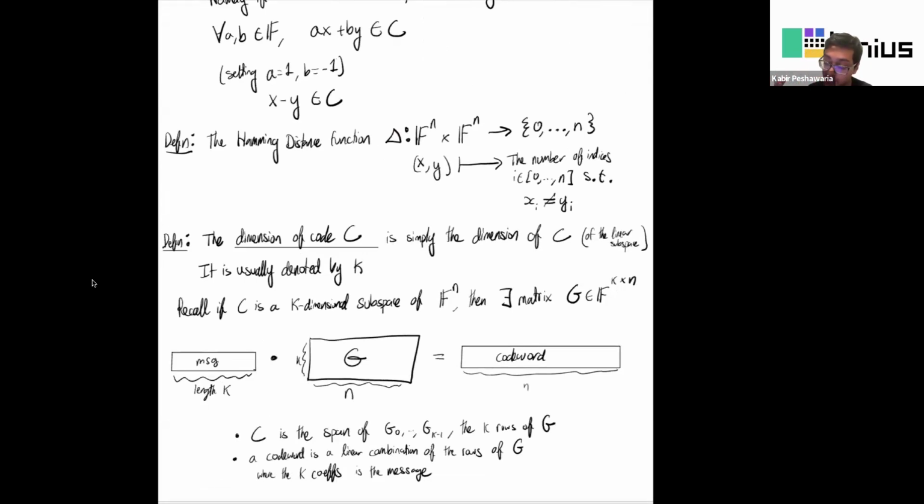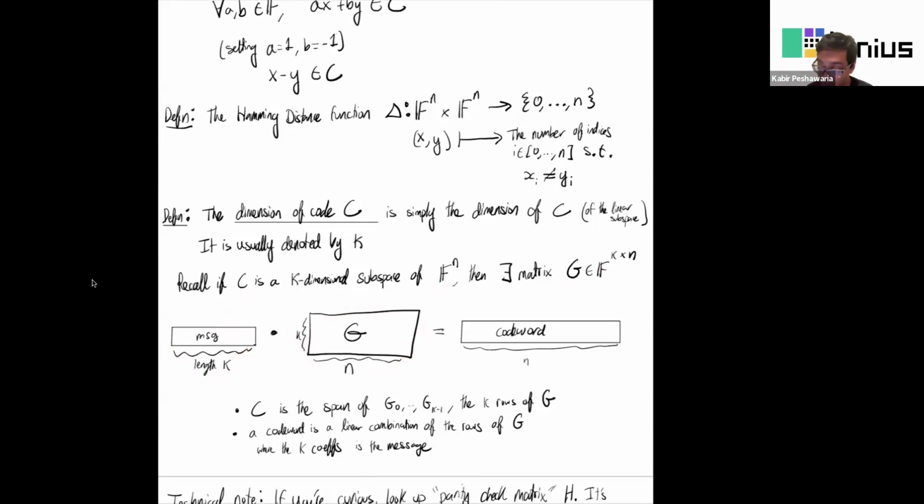Recall that if C is a K-dimensional subspace of F to the n, then that means there exists a matrix G with K rows and n columns, such that every element of C is the result of taking some K-length vector over F and multiplying it by its generator matrix. So I said generator matrix, but that was basically the punchline.